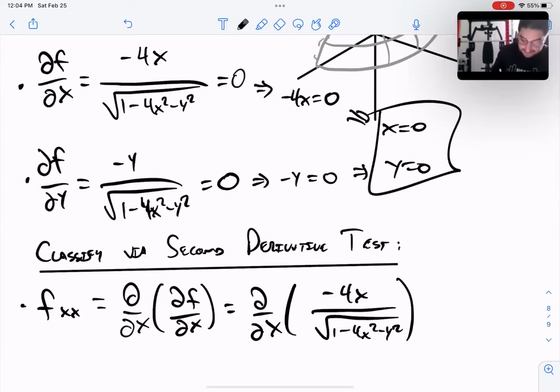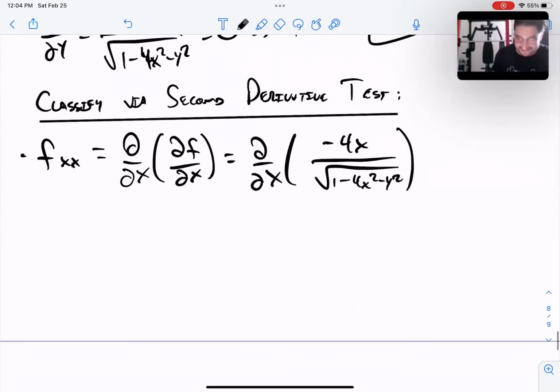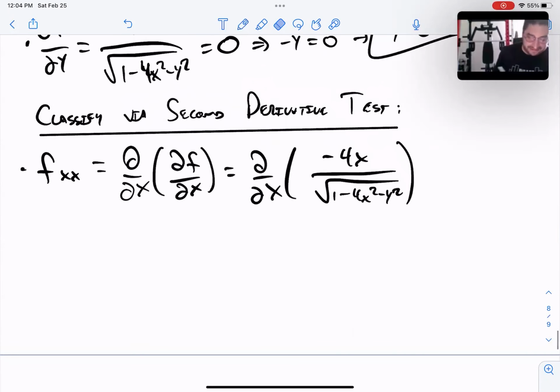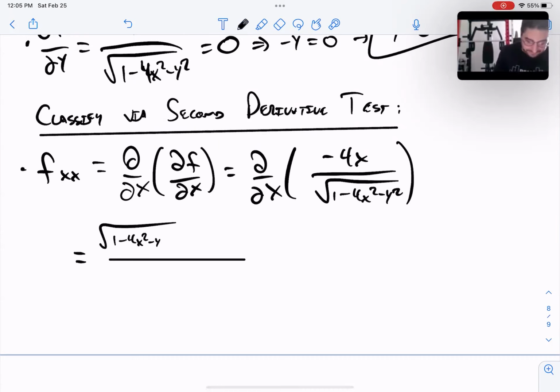And now, sadly, I really need a quotient rule, because I have an x in the top and the bottom. So let's take our Ricola and do our best yodel voice. What happens here? I have my low d high, minus high d low.